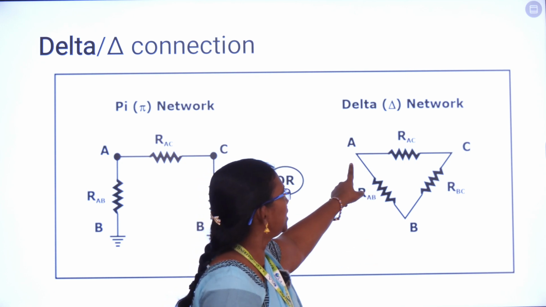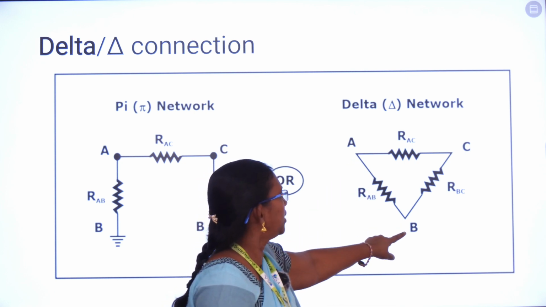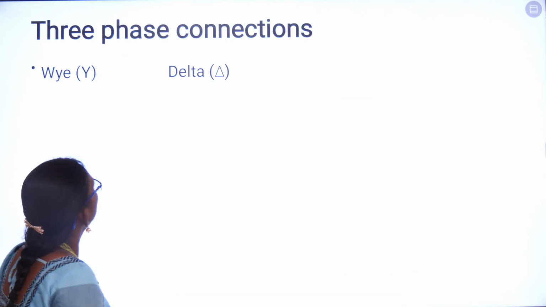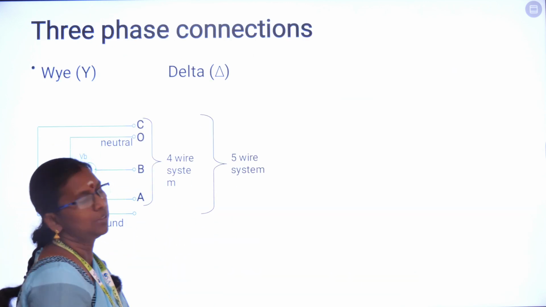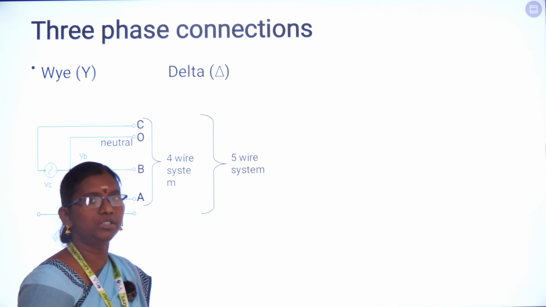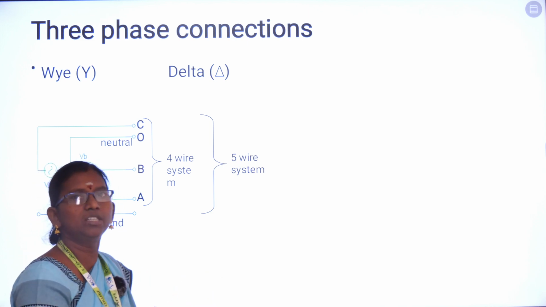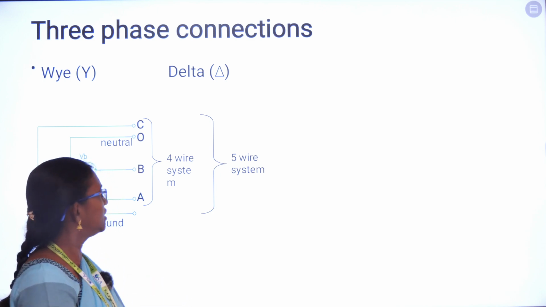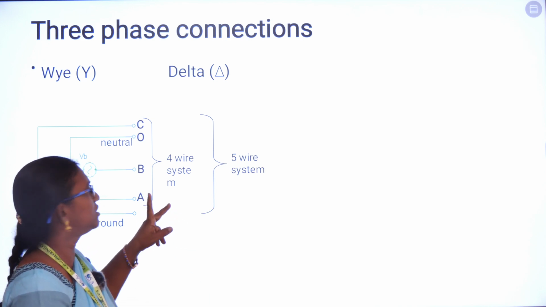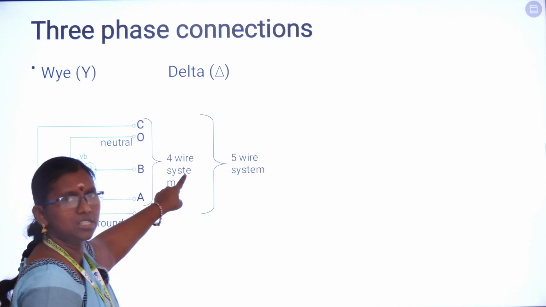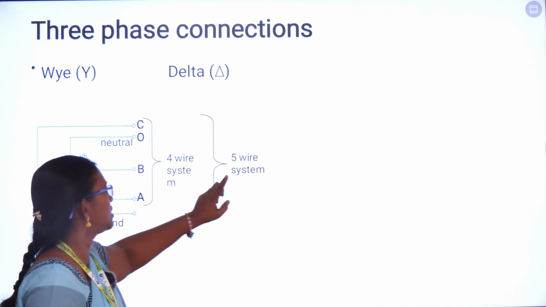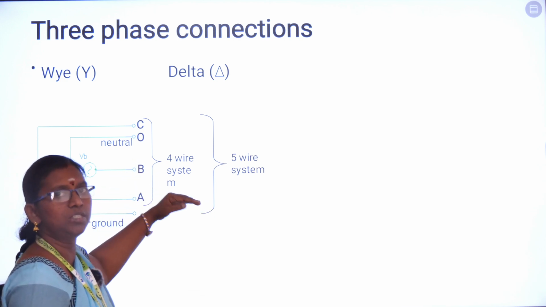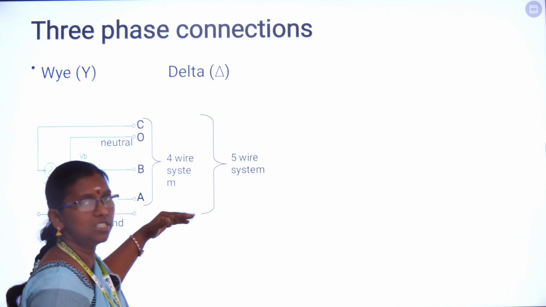You can see A winding is connected with B winding and B is connected with C. All three are connected in the form of a delta. So normally we need to know what the different types of systems available in a star connection and delta connection are. Here we can see in a star connection we have two possibilities: one is a 3-phase 4-wire system and the other a 3-phase 5-wire system. Not only this, we have a 3-phase 3-wire system also available in the case of a transmission system. This is for the distribution end.